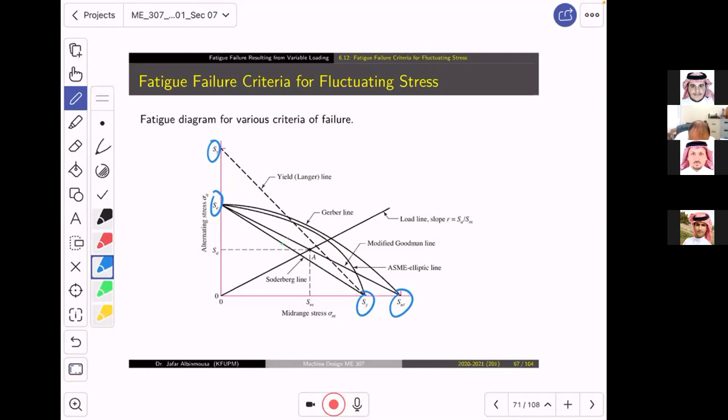If you tell me SA is 100 and SM is 50, for example, I will get two lines intersecting at one point. And when I draw a line from the origin through this point, I will intersect each line of those equations. And then I can say which one is telling me I failed, which one is telling me I am safe. So for example, this point clearly is on the line of Goodman. It is touching the line of Goodman. Look at it. And it is above the line of Söderberg.